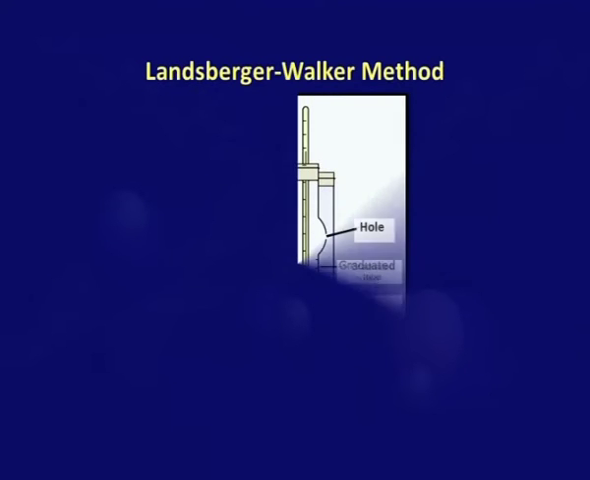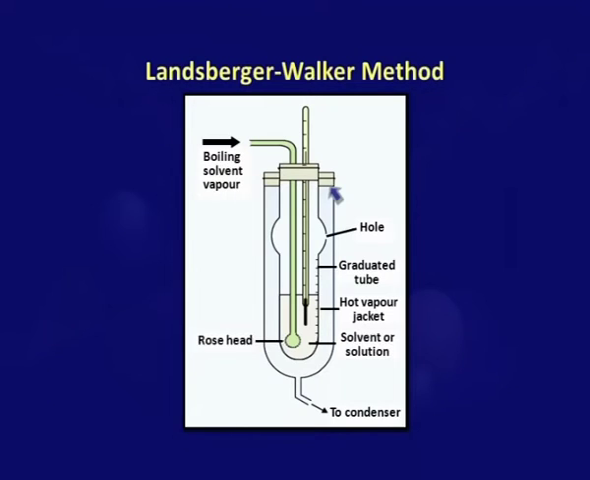The apparatus for Landsberger's method consists of the inner tube with a hole in its side and graduated in ml, a boiling flask which sends solvent vapor into the graduated tube through a rose head. This is perforated. An outer tube which receives hot solvent vapor from the side hole of the inner tube. A thermometer reading to 0.01 Kelvin dipping in solvent or solution in the inner tube.